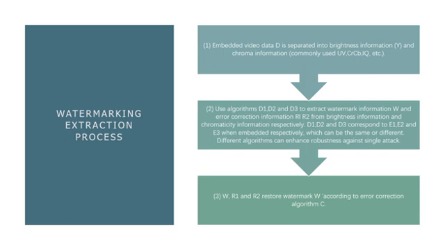The different algorithms can enhance the robustness, as I said before. And the third step is that W, R1, and R2 can restore the watermark W according to the error correction algorithm C. Okay, this is the whole process, the embedding process and the extraction process.